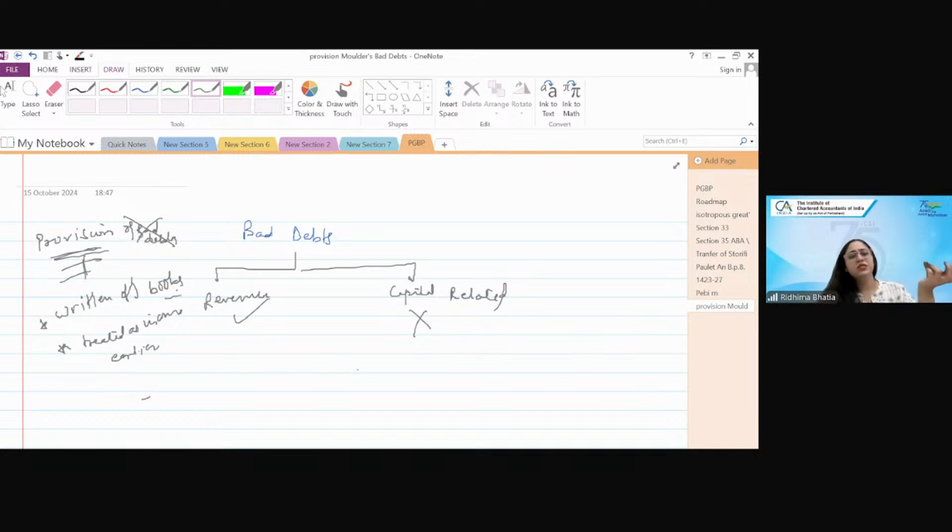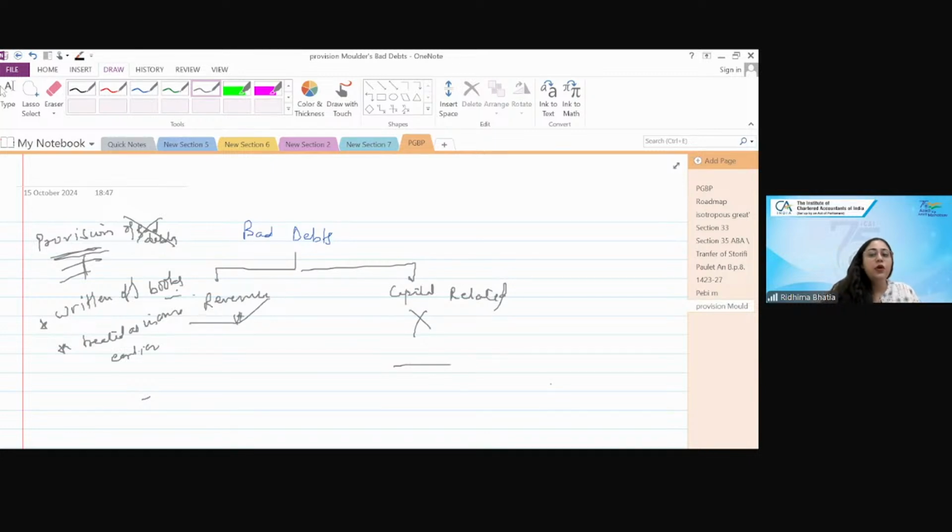But suppose I'm into a business of giving loans, financial transactions only, then obviously loan giving is my daily routine work. In that case, obviously it would be allowed. Make sense? Point clear? So the amount which is actually written off should first be routed through P&L. That means only revenue related bad debts would be allowed.